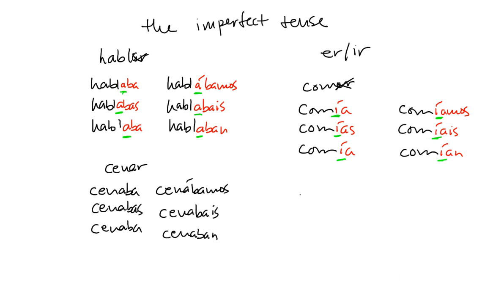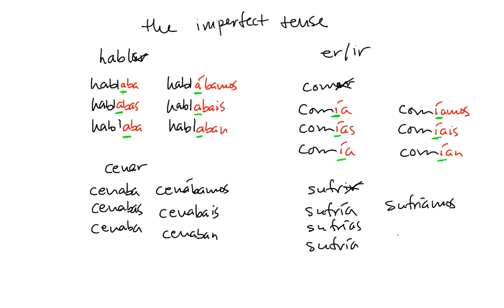Comer is an ER verb, of course. Take the verb, let's say, sufrir, to suffer. Drop the ending, and you end up with sufría. I used to suffer, or I was in the process of suffering. Sufrías, sufría, sufríamos, sufríais, sufrían. Okay, ER and IR verbs use these same endings in the imperfect.